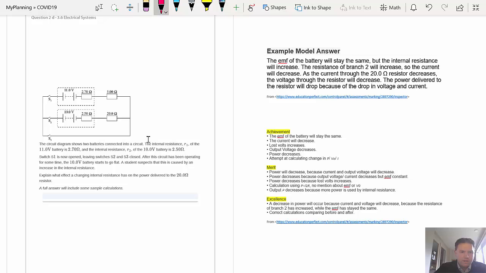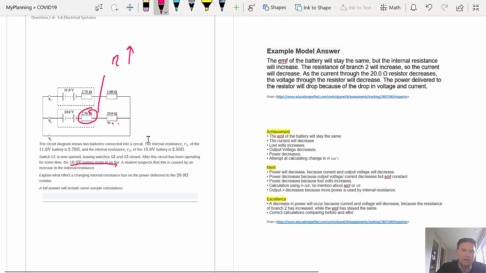Explain what effect a changing internal resistance has on the power delivered to the 20 ohm resistor. So we've got a 20 ohm resistor. The 10 volt battery starts to go flat. This is caused by an increase in resistance. So this resistor here R is going higher. Explain what that will have on the effect to this resistor.